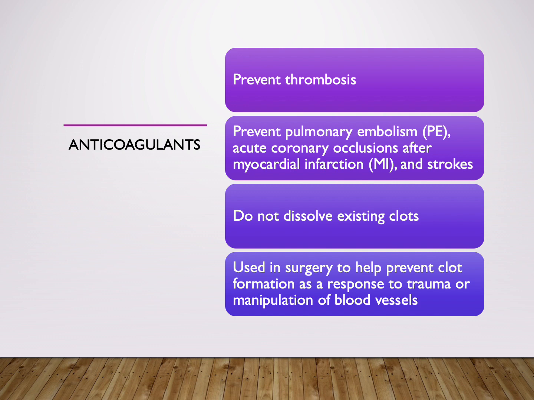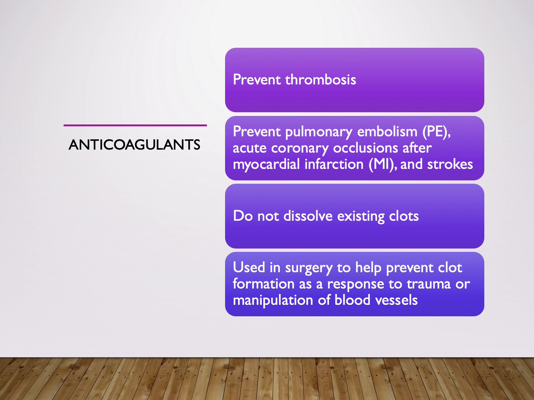So it's preventative. Anticoagulants are administered to prevent thrombosis, especially those in the lower extremities, which we refer to as deep vein thromboses or DVTs. We also use anticoagulants to prevent pulmonary embolisms or coronary occlusions. Remember, these are the vessels that supply the heart muscle with the much needed oxygen and nutrients so that the heart muscle can work properly.